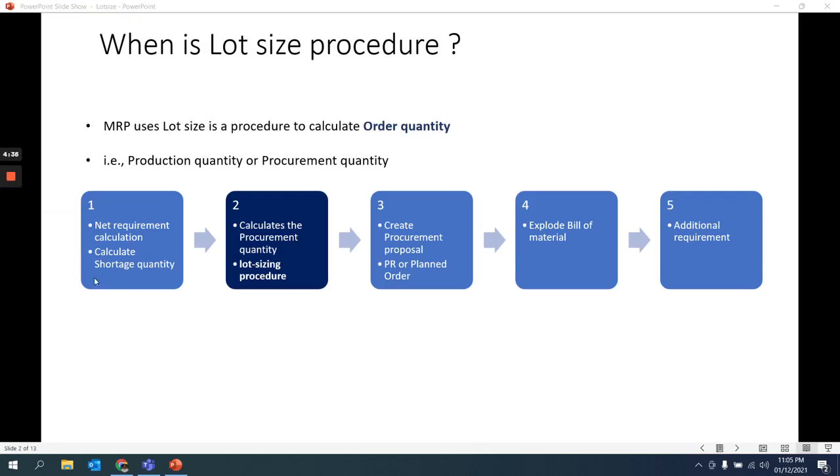When you run MRP, as a first step, the system calculates the shortage quantity by means of net requirement calculation. That means it compares the demand with the supply situation and calculates the shortage quantity. Then the system calculates the order quantity by means of lot sizing procedure. So once the order quantity is calculated, the system will create the procurement proposal, either a PR or a planned order, depending upon the procurement type. In this video, we are going to see detail about the lot sizing procedures.